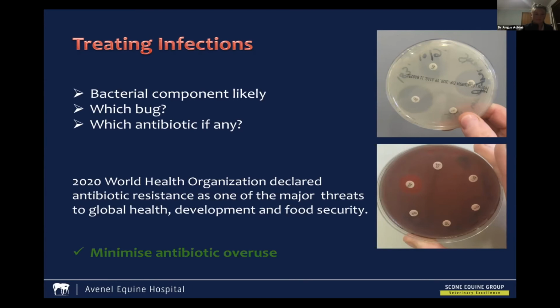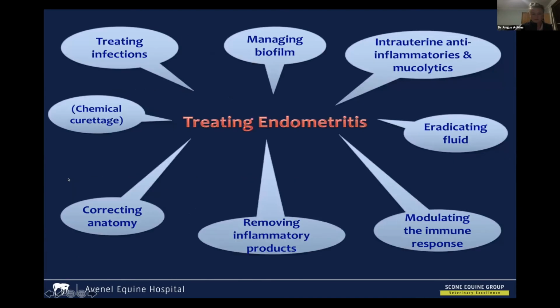We need to know which bug, if possible, and therefore try and treat them specifically with antibiotics that we know will be effective. And this is important ever increasingly, especially with growing concerns about antibiotic resistance. So in 2020, the World Health Organization declared an emergency state and stated antibacterial resistance was one of the predominant threats to global health and food production, but also just development in general.